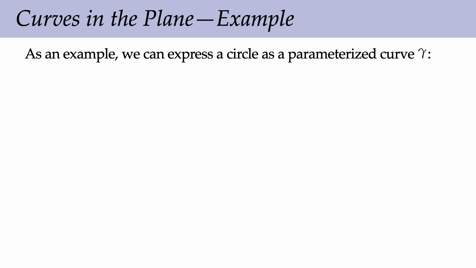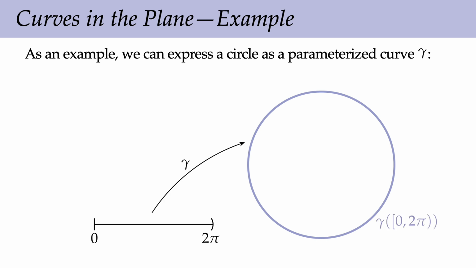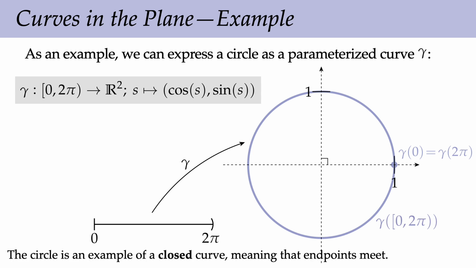Okay. Concrete example, again, we have the circle. The circle can be described as a parameterized curve gamma that takes the interval 0 to 2 pi into the plane, right? By doing what? Well, taking any value s to (cosine s, sine s). This is also a good example of a closed curve, meaning a curve where the two endpoints meet up.